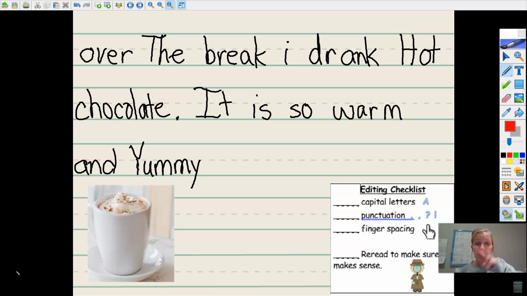And I have two sentences here. We're going to read them and then we're going to use our checklist to check the capitals, punctuation, and finger spacing. Over the break, I drank hot chocolate. It is so warm and yummy.